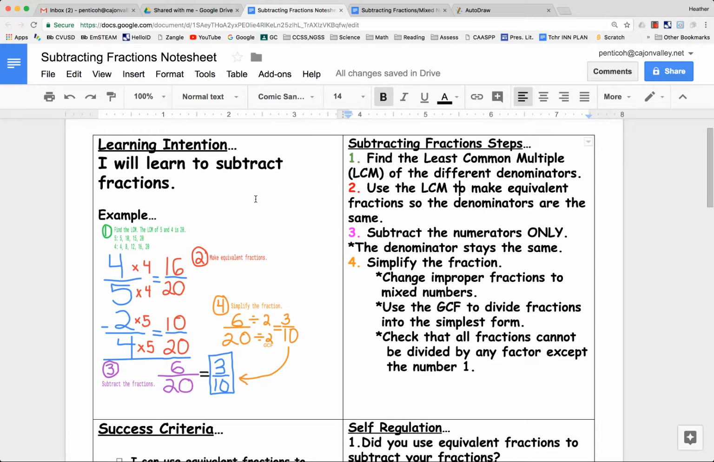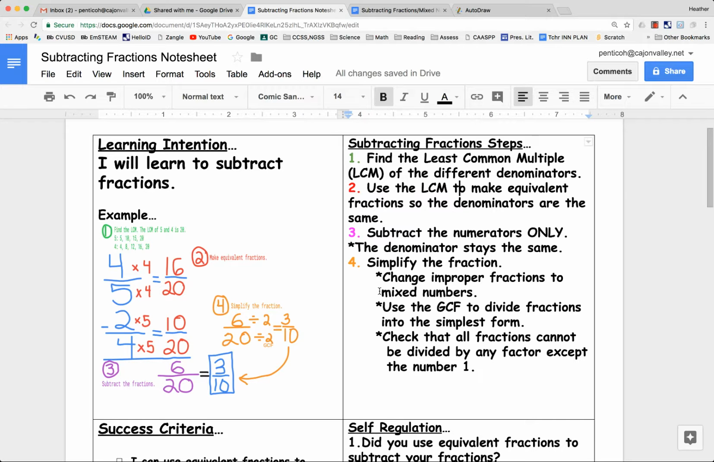So finding the least common multiple would be your first step. That's why it's green. Red is making the equivalent fractions, so the denominators are the same. That's indicated here in red over here. Then you subtract the numerators only, which is indicated in the purple. 16 take away 10 is 6.